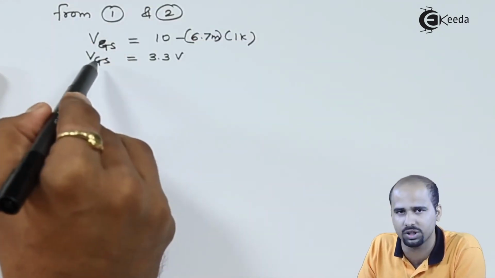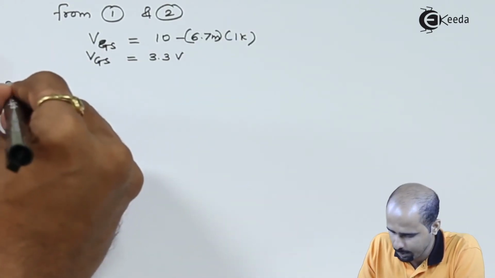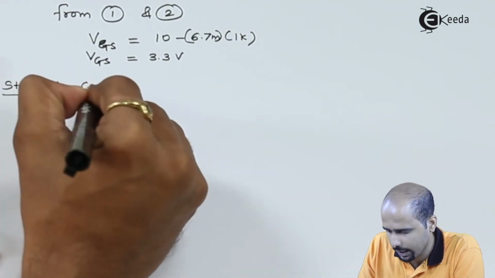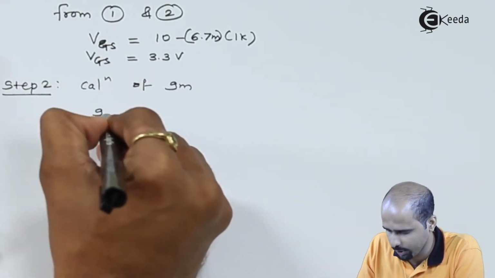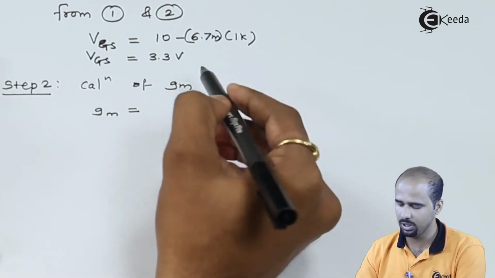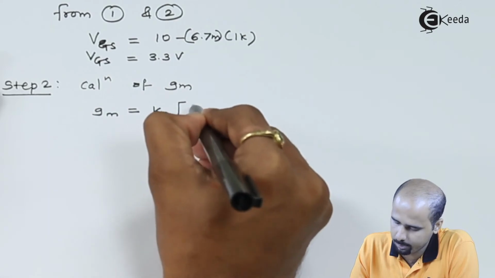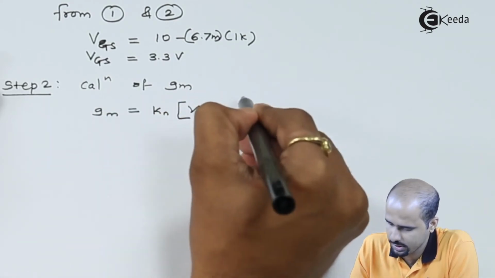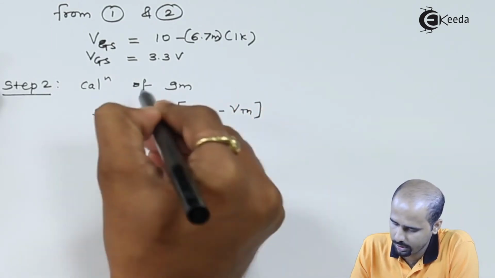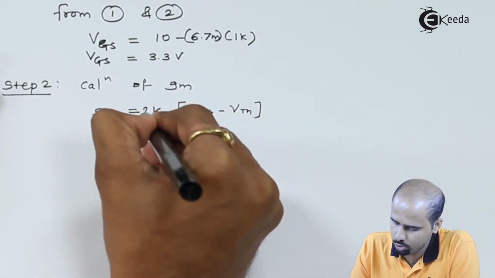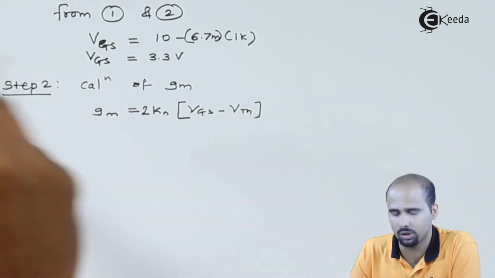Once we get the value of VGS, we'll move further to calculate the value of GM. So step number 2 here is the calculation of GM. We'll use the formula of GM. What is the value of GM? GM is nothing but Kn multiplied by VGS minus VTH, rather 2 into Kn, right? So we will be getting this particular value.